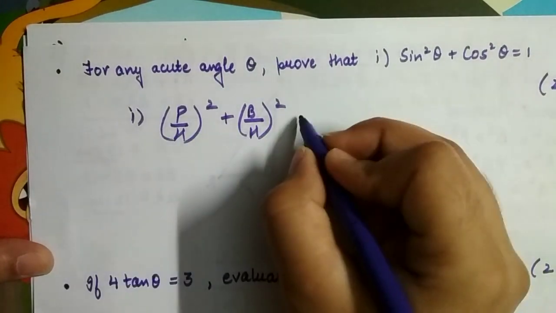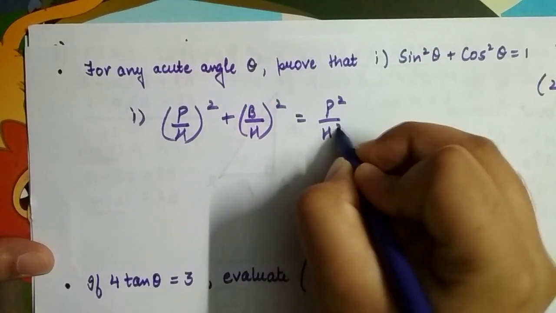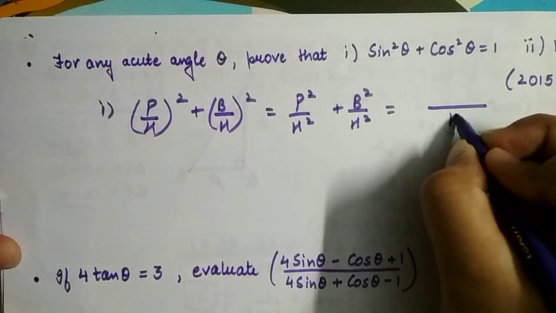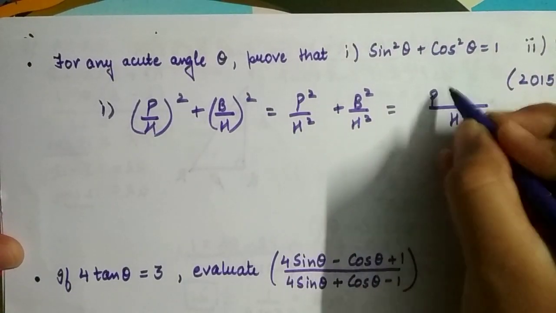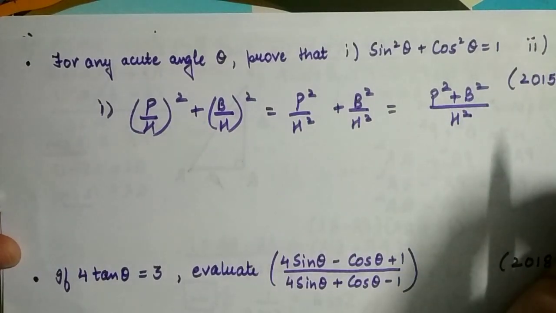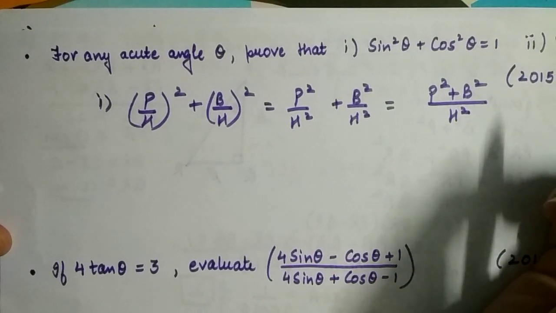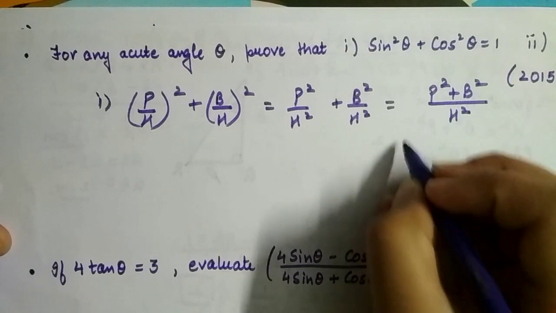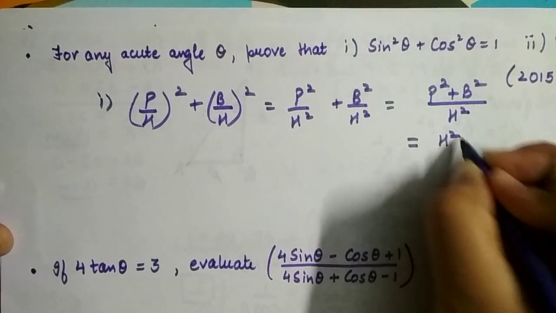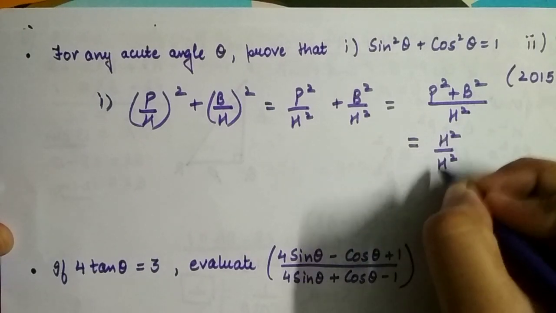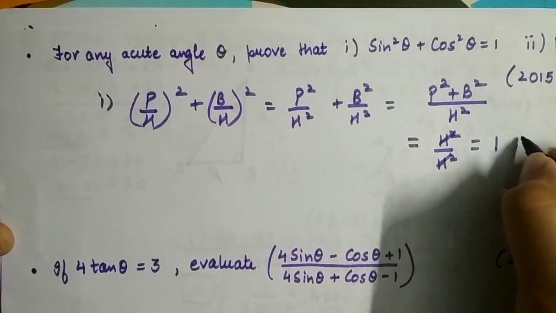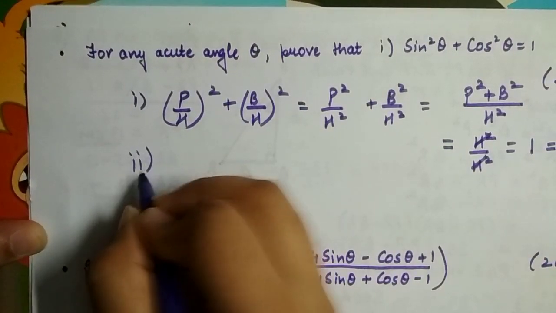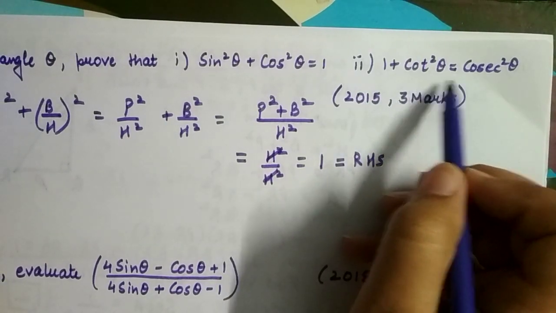So this can be written as P square upon H square plus B square upon H square. Now you can take LCM. Hypotenuse square will be in the denominator, and in the numerator it will be P square plus B square. Now by Pythagoras theorem, you know hypotenuse square is equal to perpendicular square plus base square. So perpendicular square plus base square can be replaced by hypotenuse square. So this is written as hypotenuse square upon hypotenuse square. You will cancel the term and you will get 1, which is equal to the right hand side, and hence proved.